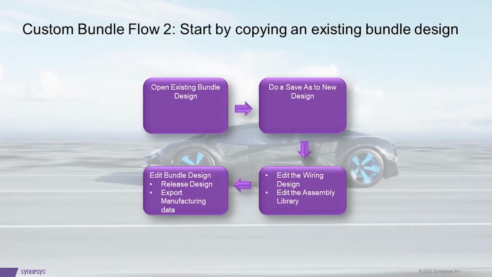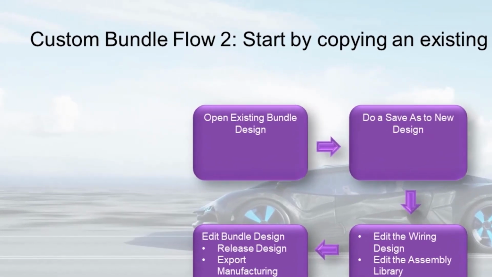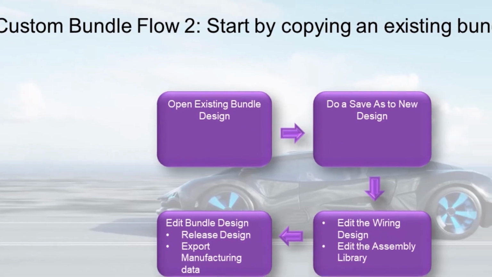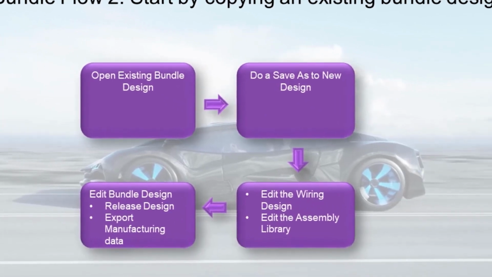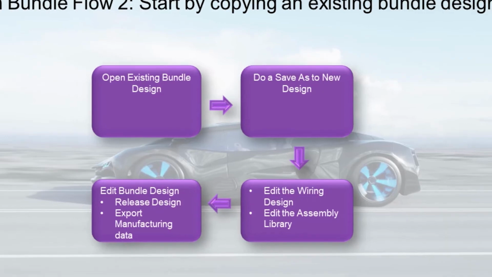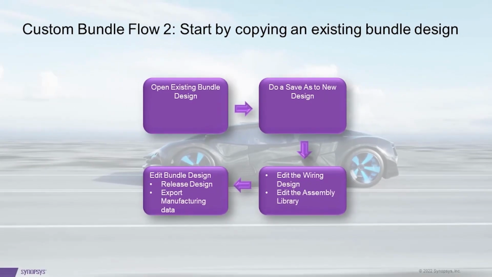In custom bundle flow 2, we choose a bundle design which closely matches the customization requirement. We then make a save as of this bundle design. Wiring design and assembly library will already be available in this bundle design. We can edit them according to project need and then import the edited wiring design in bundle design and add passive to the bundle design according to project need and then release the bundle design.